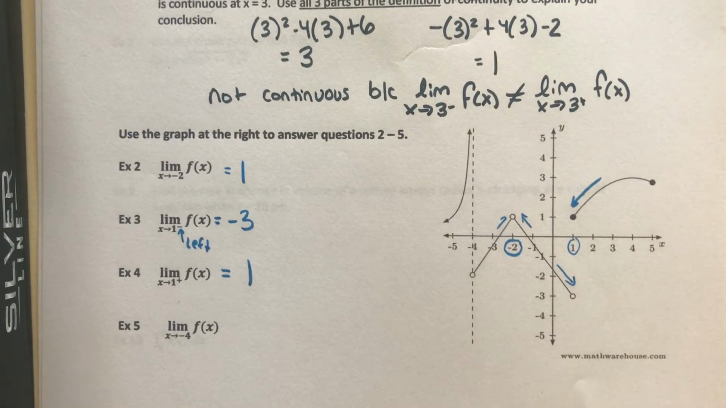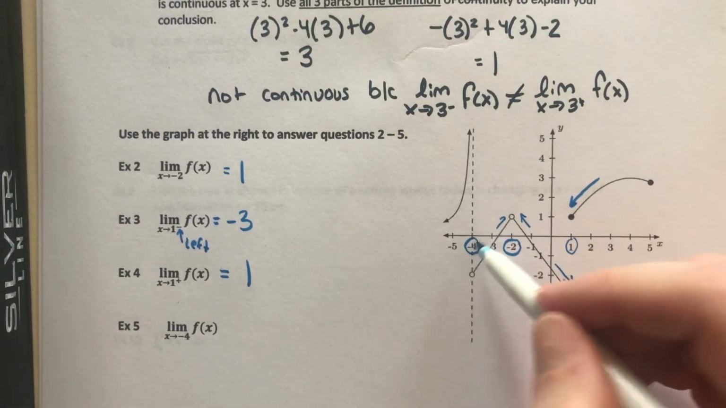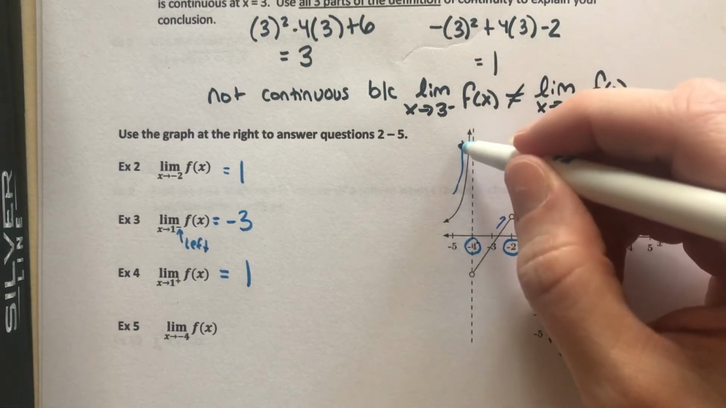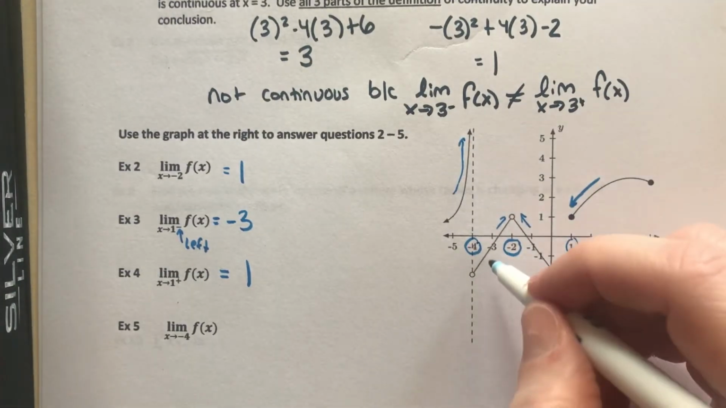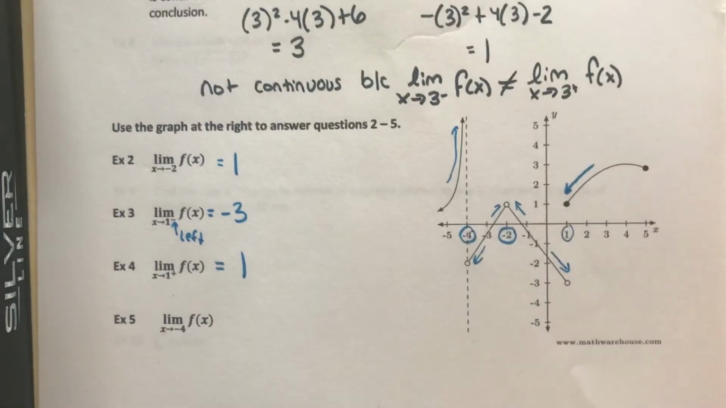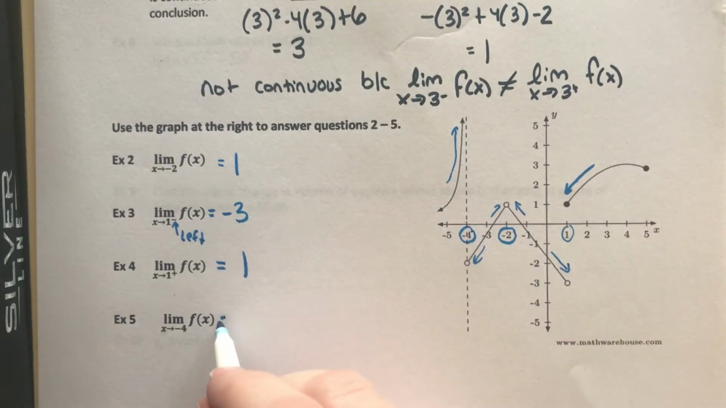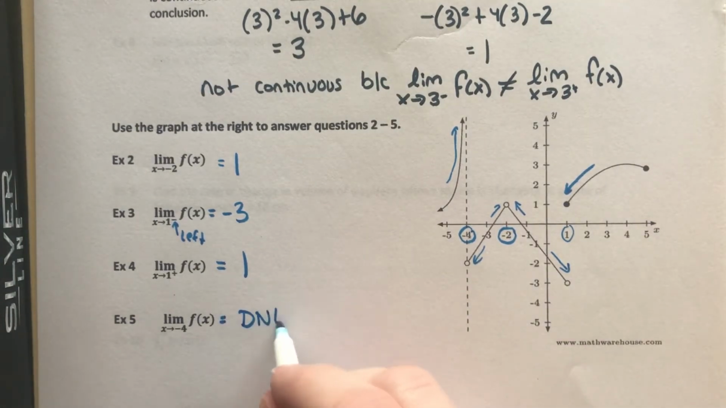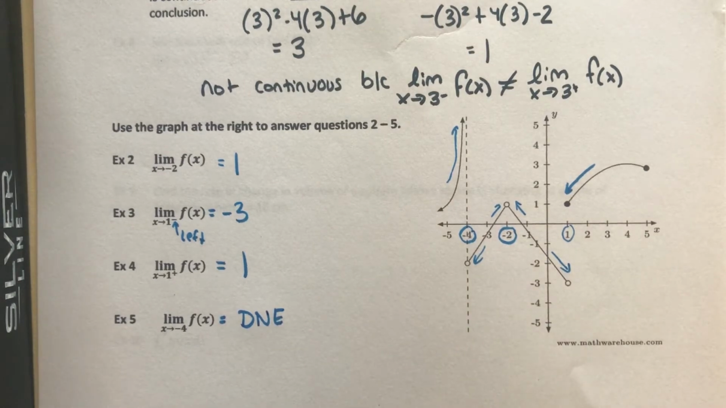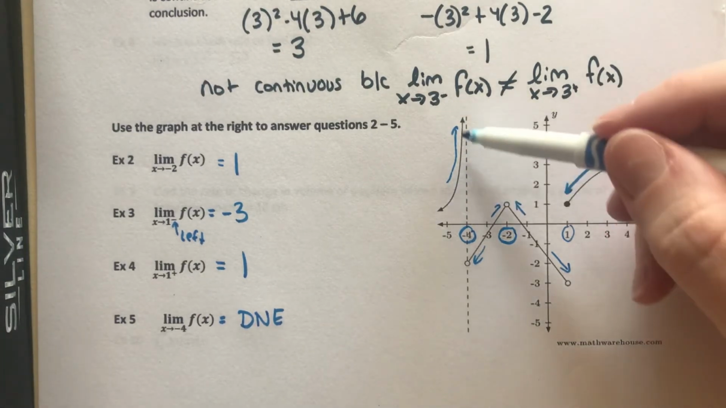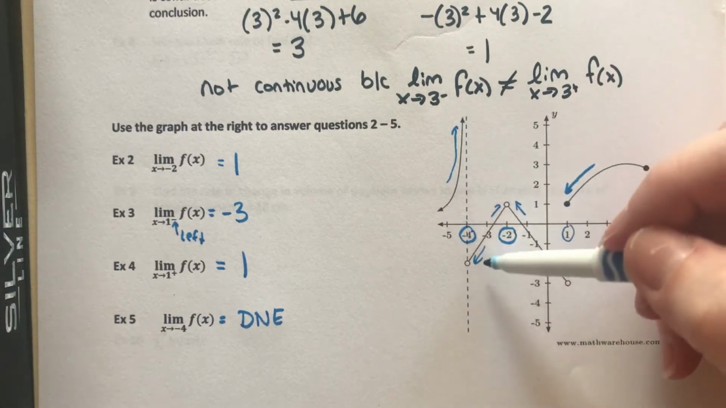And then number 5, the limit as x approaches negative 4. So here's negative 4. Now, the left side is going toward infinity. The right side is actually headed toward negative 2. Now, this is just like number 1. They're not headed toward the same spot. So for this one, the limit does not exist. And that's because the function is not continuous. The limit from the left does not equal the limit from the right. Now, if they asked about the sides separately, the left side would be infinity. The right side would be negative 2.